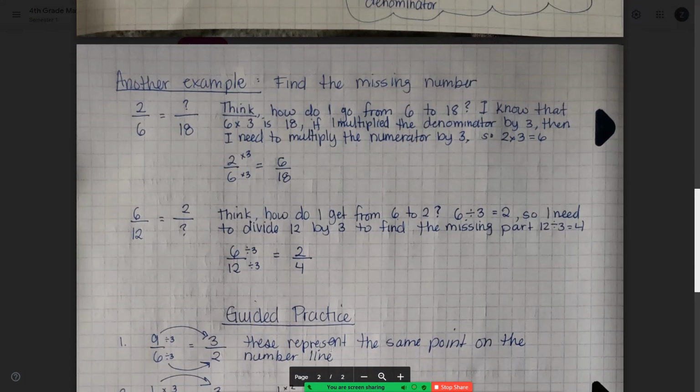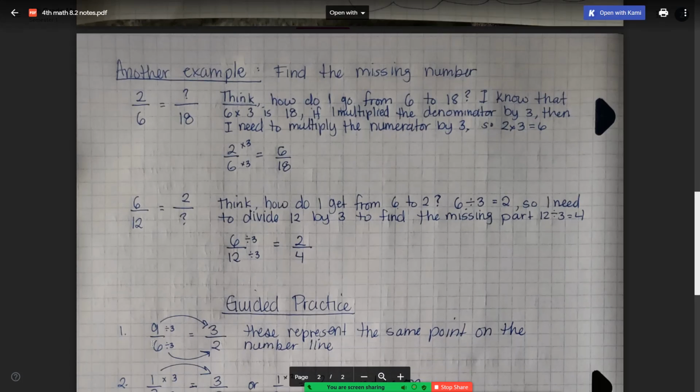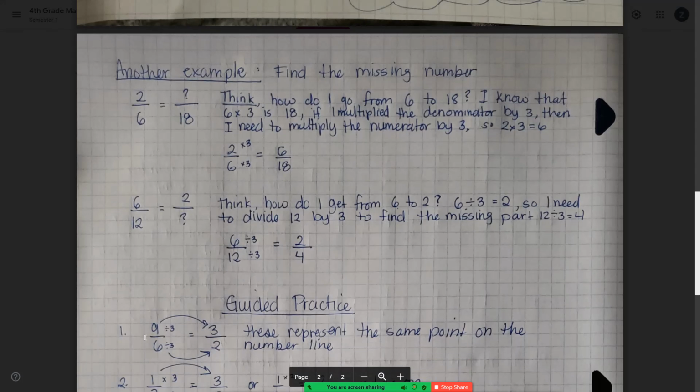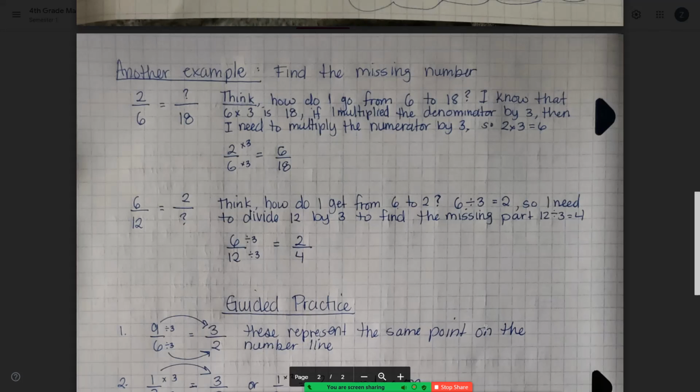Now let's take a look at our guided practice. 9 over 6 equals 3 over 2. Why is that? So 9, we can divide both of these by 3 because 3 is a factor of both of these numbers. 9 divided by 3 is 3. 6 divided by 3 is 2. The reason these are equivalent is because they represent the same point on the number line. No matter how small the pieces are, they only go out the same distance on the number line.